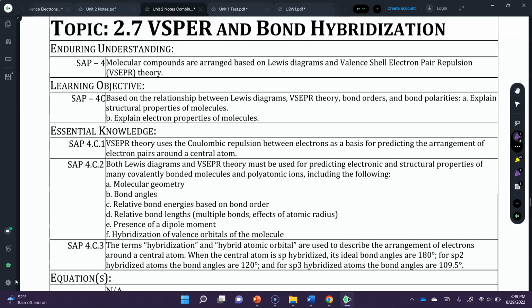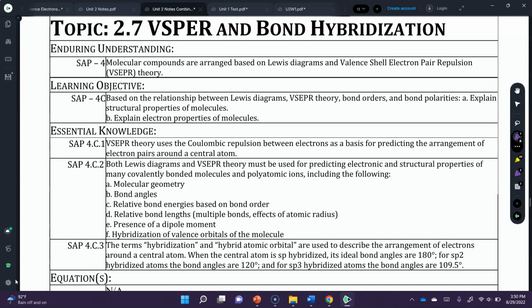And that both Lewis diagrams and VSEPR theory are useful for predicting the electronic and structural properties of many covalently bonded molecules and polyatomics, including molecular geometry, bond angles, relative bond energies, and based on bond order, bond lengths, presence of a dipole moment, and hybridization of valence orbitals of the molecule.